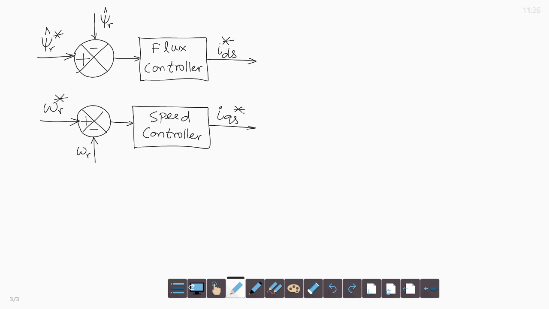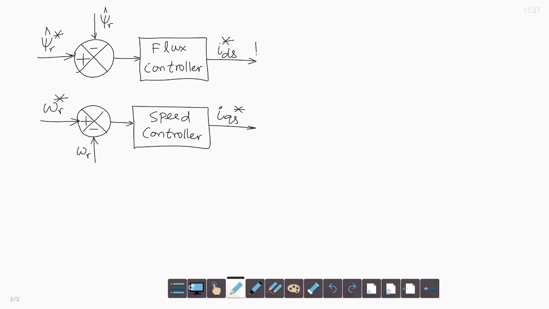So here all the time flux controller output generates the command value of the flux component of the current IDS, and speed controller output, because speed is controlled by the torque, is the IQS star or command value of the torque component of the current. In some cases speed controller output is the torque reference, and then there will be torque sensing and feedback, and a torque error controller, and torque controller output is the IQS star. The torque controller is in the inner loop of the speed controller.